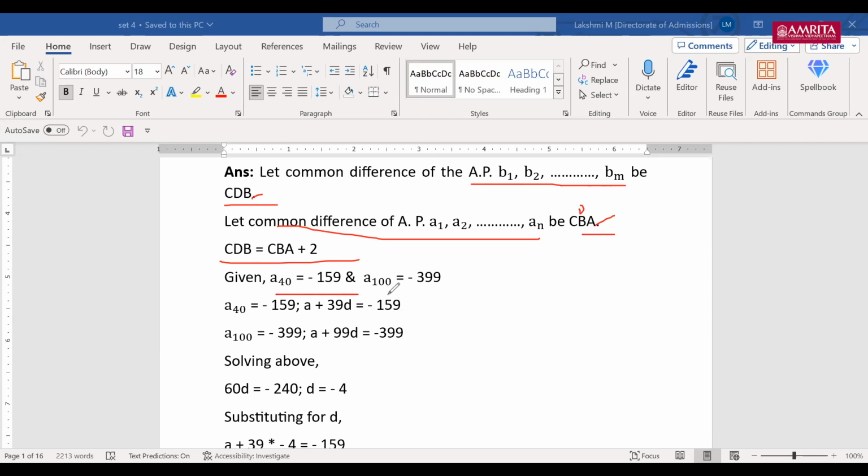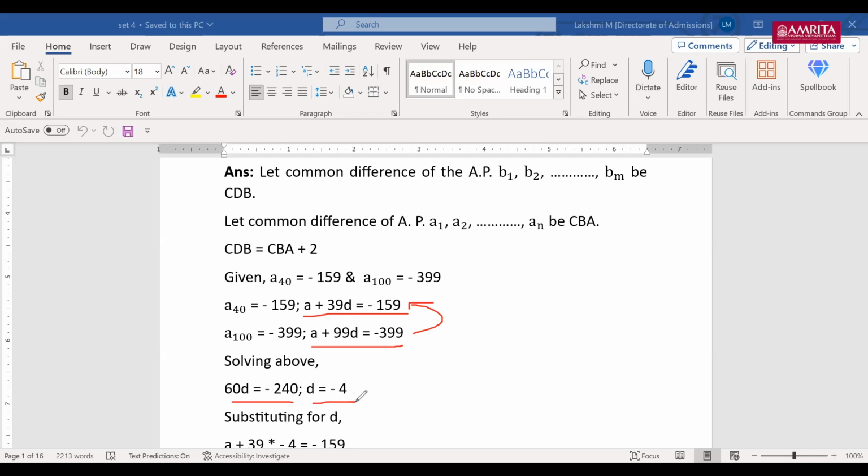Now, what is given in the question? A40 equal to minus 159, A100 equal to minus 399. We know A40 is A plus 39D. Similarly, A100 is A plus 99D. So we'll have two equations: A plus 39D equal to minus 159 and A plus 99D equal to minus 399. Solving, we'll be able to find the D. So this equation minus this equation: 99 minus 39 is 60D, minus 399 plus 159 is minus 240. After solving this, you get the value of D equal to minus 4.